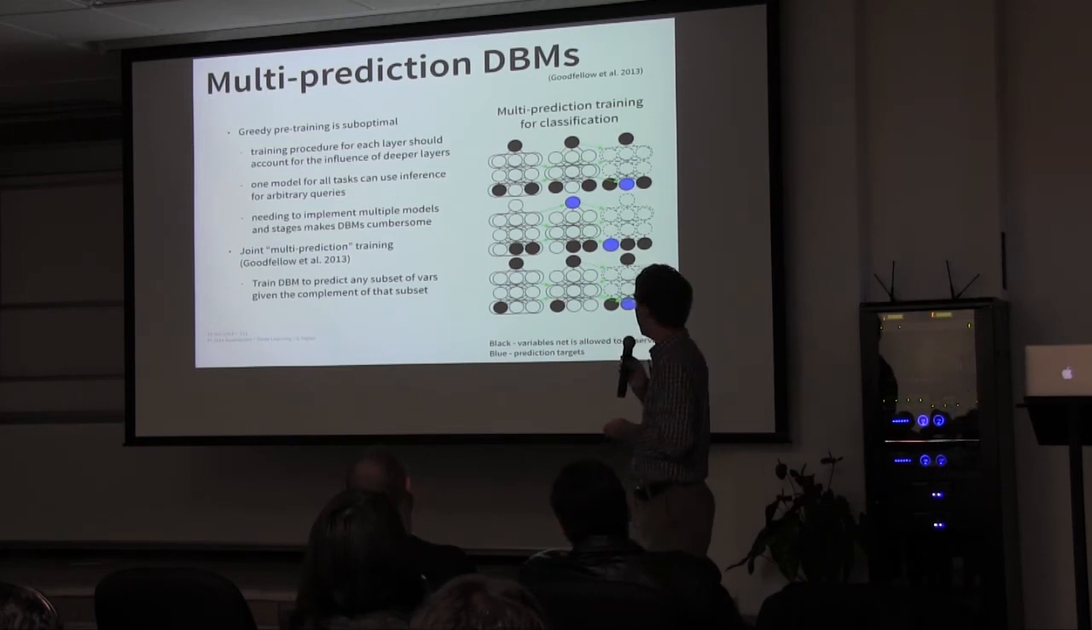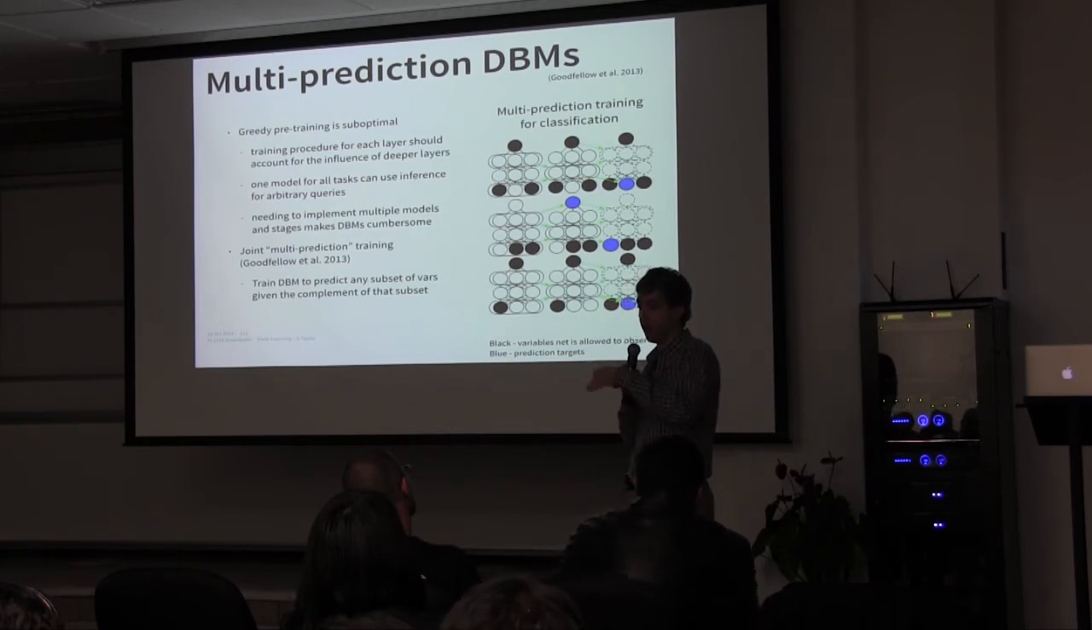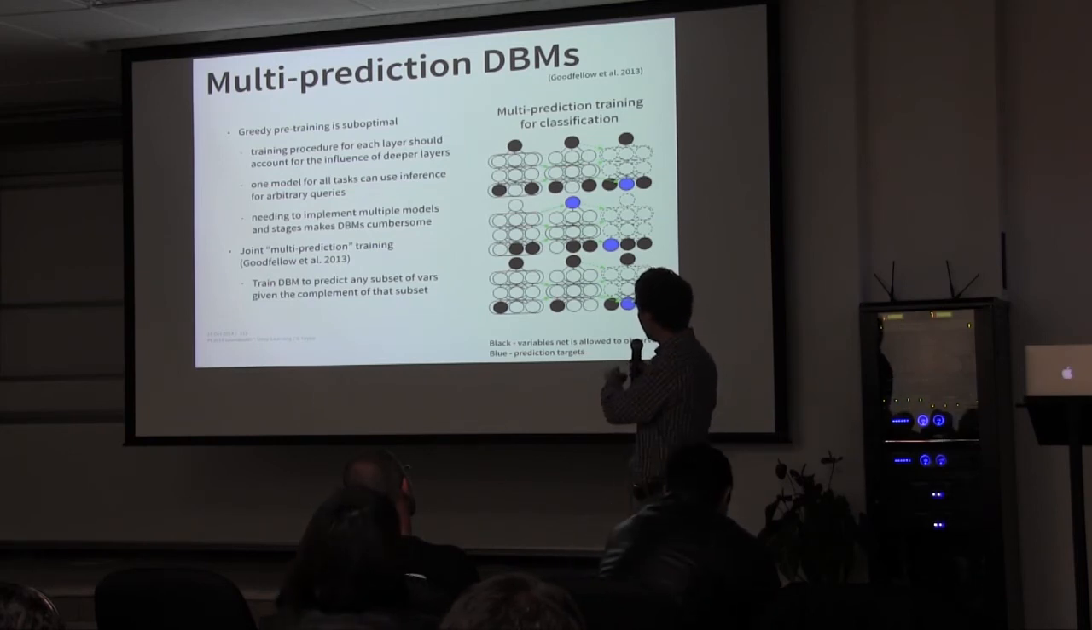Okay? So this DBM essentially is trained to predict any subset of its variables in the input layer or the output layer from any other subset. And this allows this model to train all layers together.